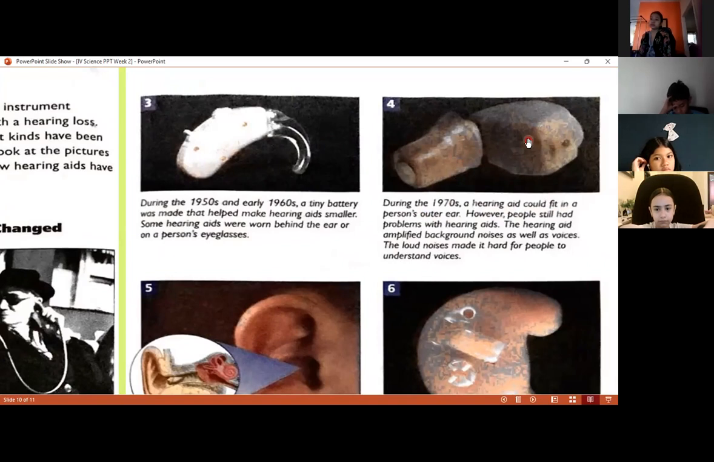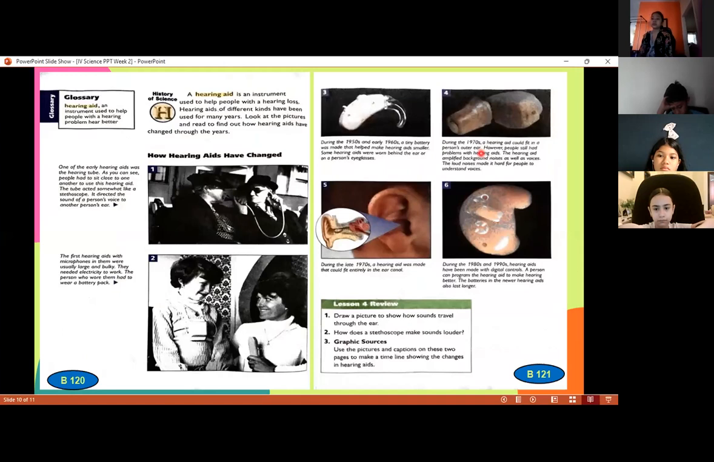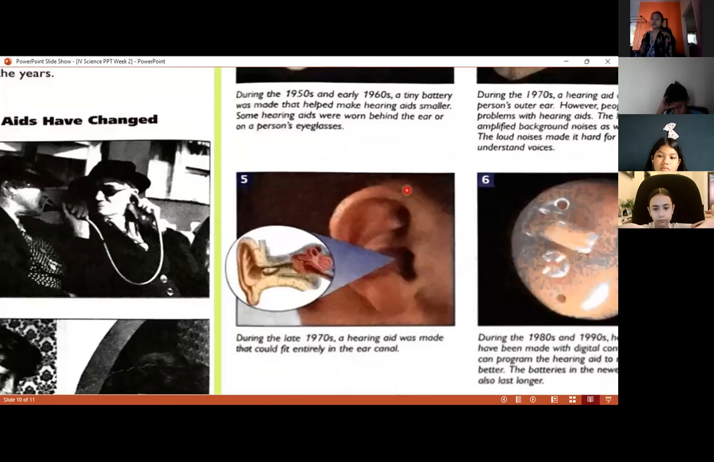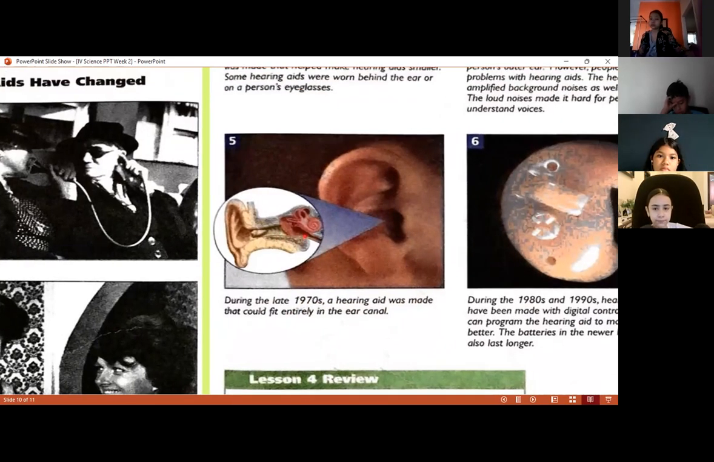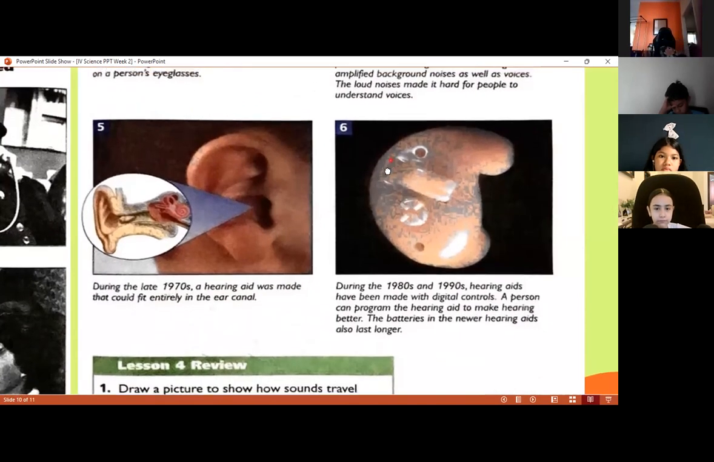But people still had problems with hearing aids. The hearing aid amplified background noises as well as voices, so they could hear all the noise, not just the voice of the person that was speaking to them. So it was difficult for them to understand the voices. So then in the 70s, a hearing aid was made that could fit entirely in the ear canal. Look at this. It was like inside of them. And here we have the picture.